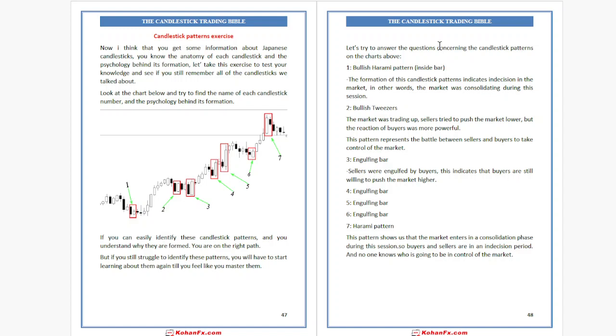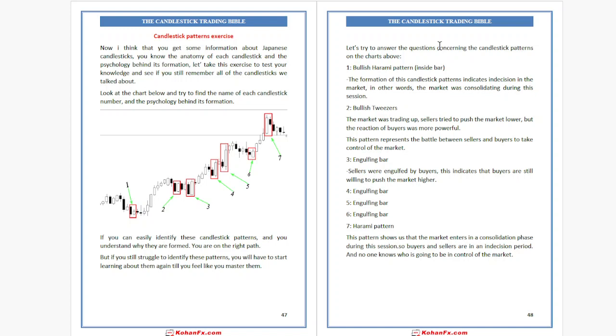2. Bullish teaser. The market was trading up. Sellers tried to push the market lower, but the retracement of the buyers was more powerful. This pattern represents the battle between sellers and buyers to take control of the market.